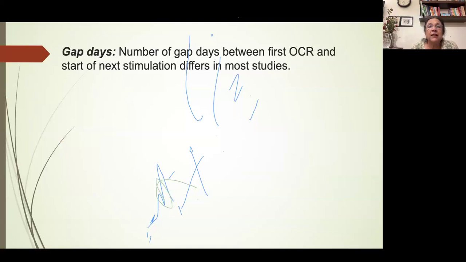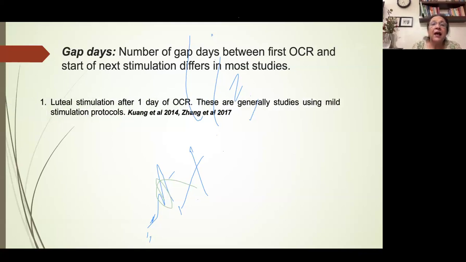Now, gap days. The number of gap days between first OPU and start of next stimulation differs in most studies. So I told you about the protocols, the mild stimulation and the conventional stimulation. Then I told you about the trigger. Now we come to gap days. Some of the mild stimulation studies which I had shown had a gap of 1 or 0 days. Like they picked up the eggs today and they started stimulation maybe 1 day later or 2 days later.